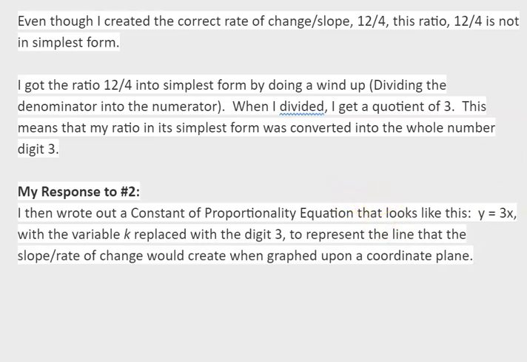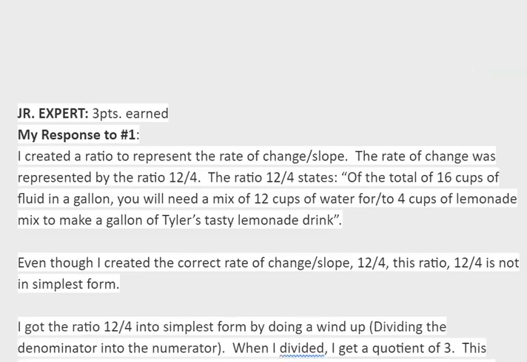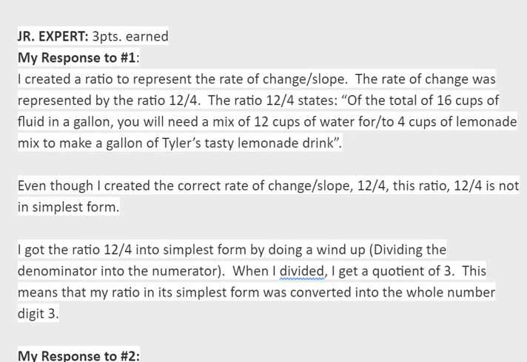All right, so we're going to move from an expert to a junior expert with the same questions, okay? And so remember the question is create the rate of change in simplest form. That's number one. So let's look at this person here. They are a 3 on this challenge. It says, I created a ratio that represents the rate of change or slope. The rate of change was represented by the ratio 12/4.